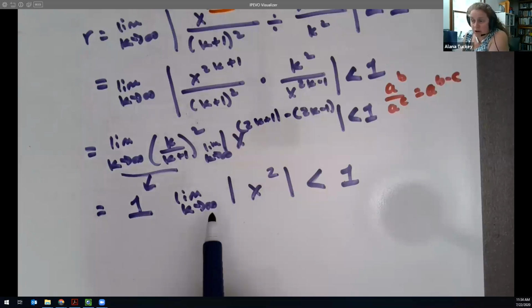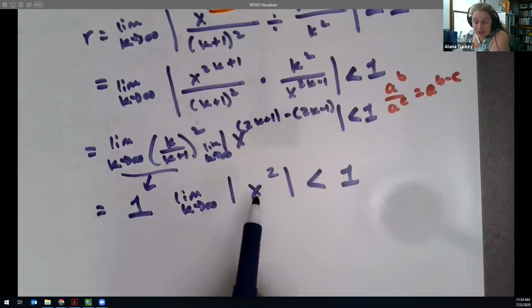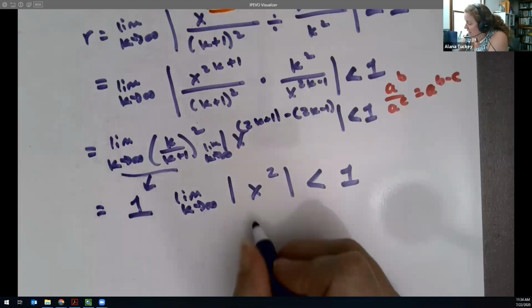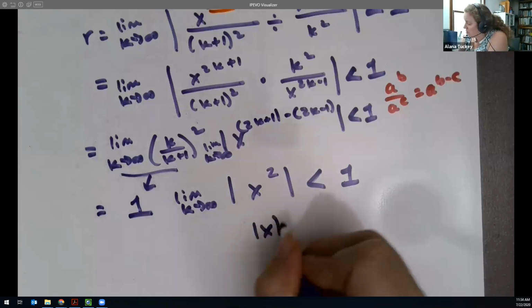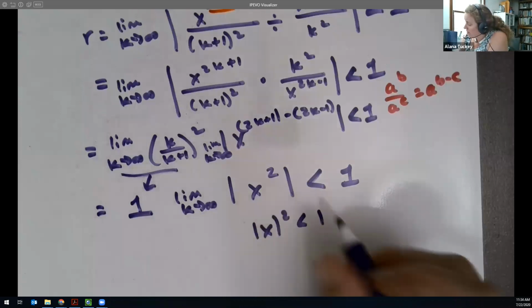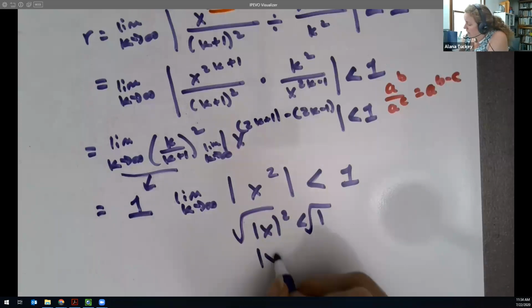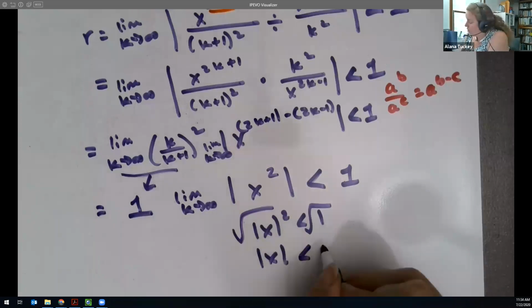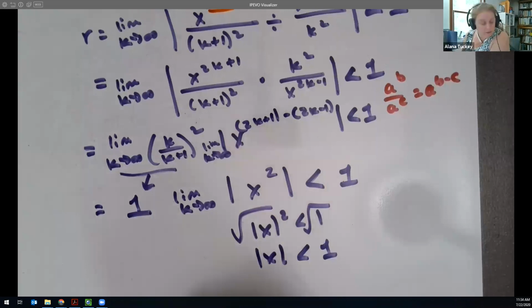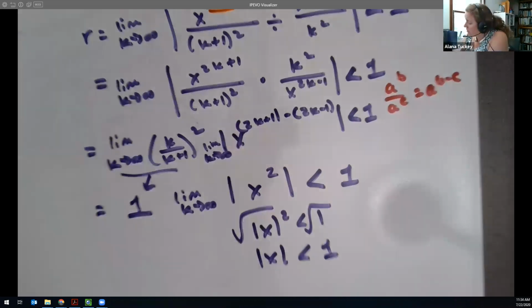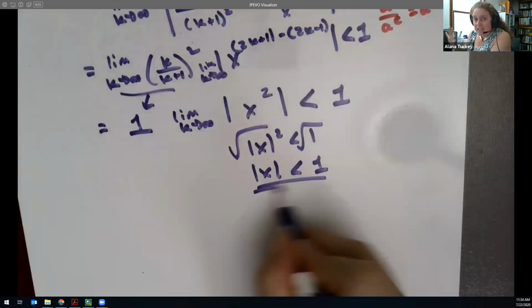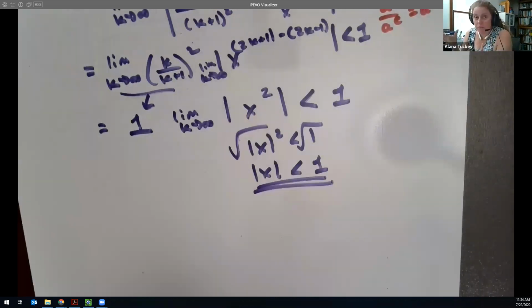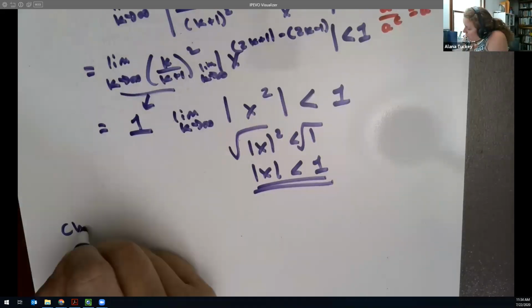That leaves me this part, right? There's no k left in this part. So I'm really just saying, hey, the absolute value of x squared is less than 1. Take the square root of both sides. The absolute value of x has to be less than 1. So my interval of convergence is from -1 to 1. However, I have to check endpoints. So this is sort of the interval. I just don't know if there's a bracket somewhere or a parenthesis somewhere. I have to check endpoints.